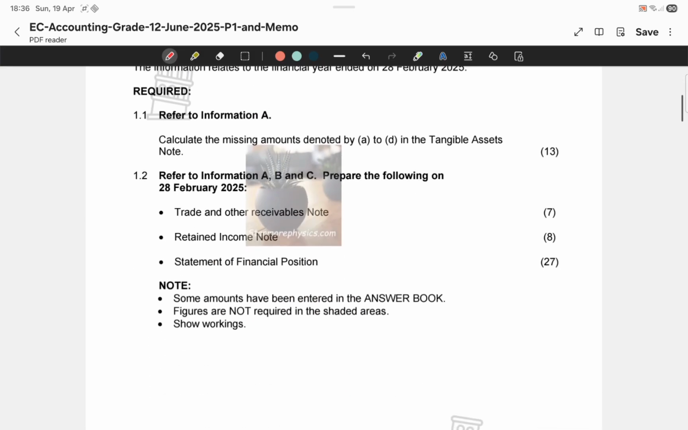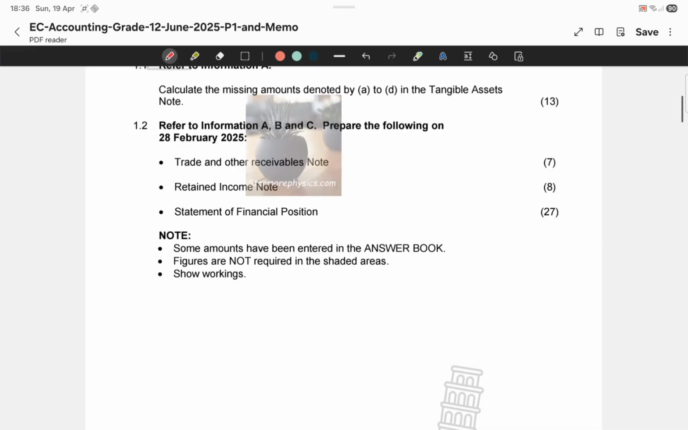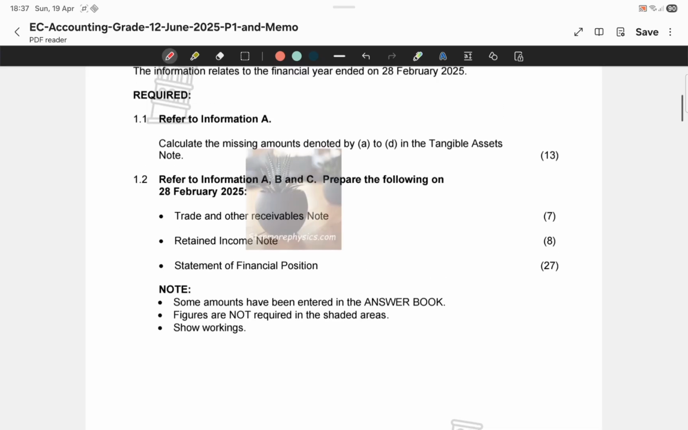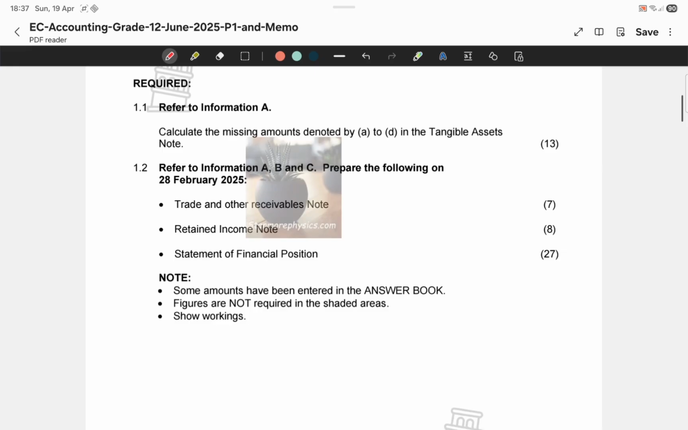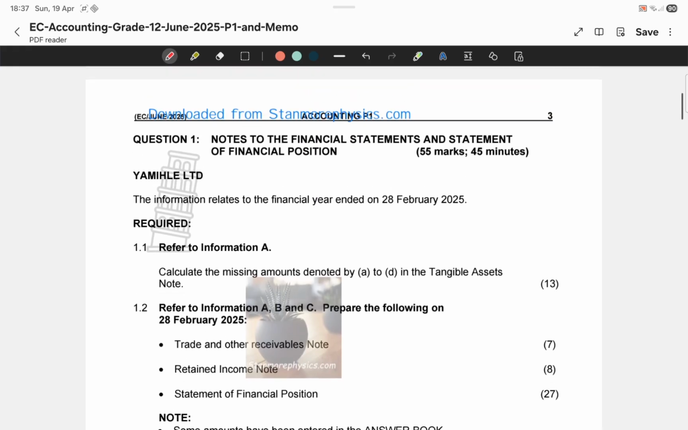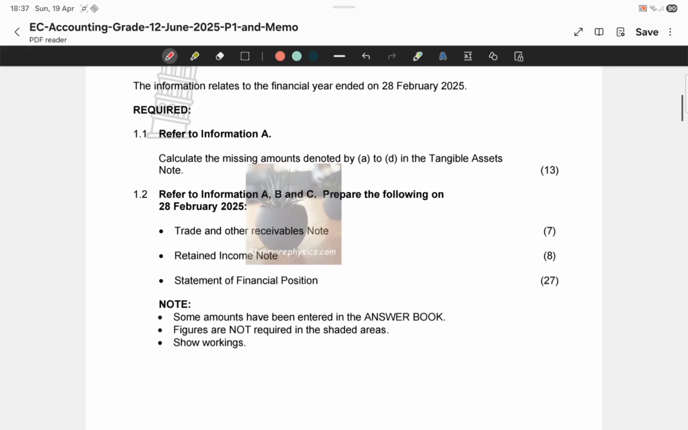So you know that the trade and other receivables note must have debtors control, prepaid expense, accrued income, SARS income tax, but sometimes it does not have to have all of that. Okay, so now let's look at the information we've been given in this one. In this case, it is question 1.2, bullet number 1.